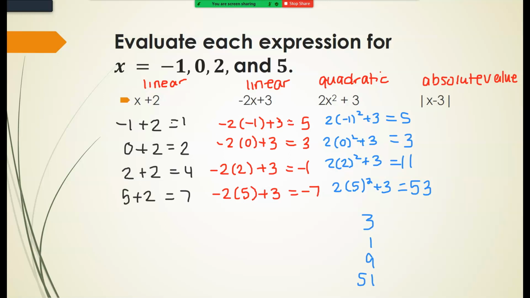Okay, and last but not least, we have the absolute value. So the absolute value function makes it that it is always positive. You still plug your value in as the negatives or positive. So absolute value of -1 minus 3 equals 4. Absolute value of 0 minus 3 equals 3. And absolute value of 2 minus 3 is 1. And absolute value of 5 minus 3 is 2.